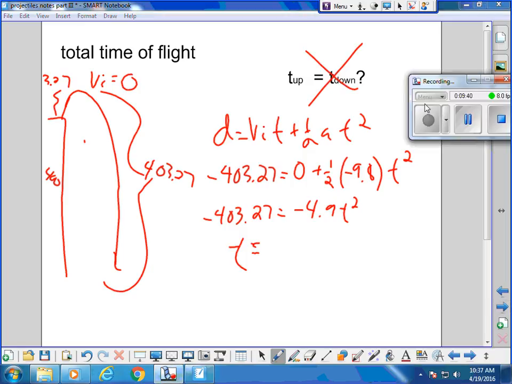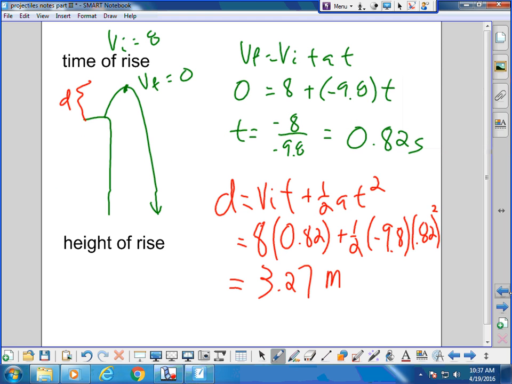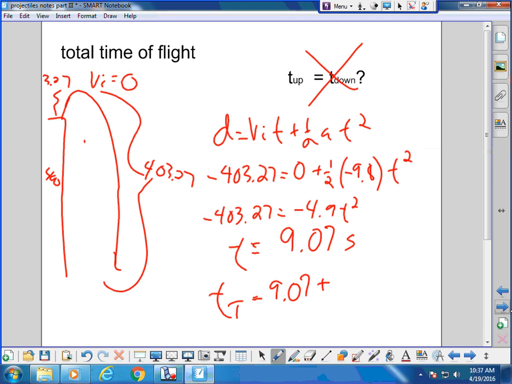The number count? 9.07? Yes? Okay, good. Thank you. Now, is that the total time? No, because we didn't add that. We got to add that total time at the top, right? So T, I'll put big T there. 9.07 plus, what was that number? 0.82. Ooh, I might be able to do that in my head. 9.89.